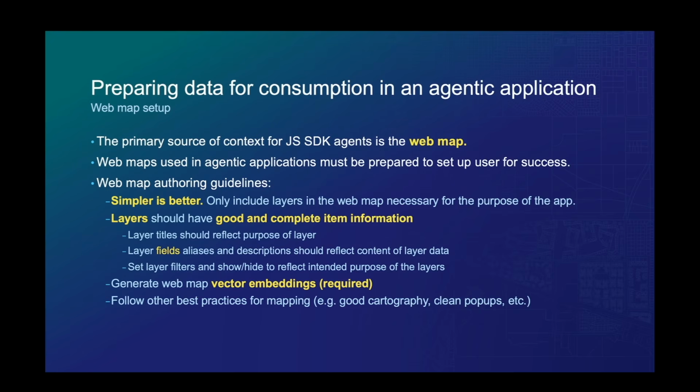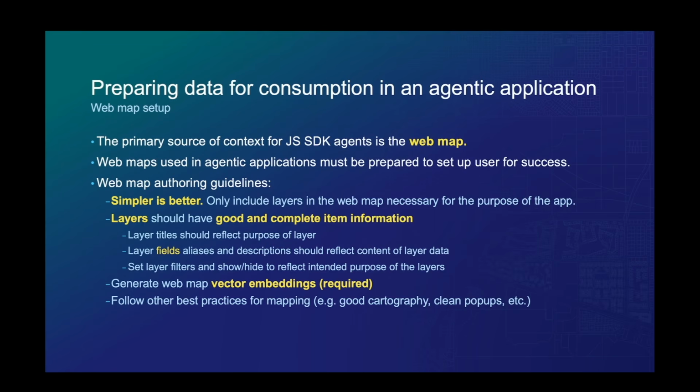Setting layer filters is helpful as well. I just kind of pointed that out with the earlier example. Web maps must have vector embeddings generated and persisted in the map resource. I'm going to show you where that happens. Without that, you're going to get an error.